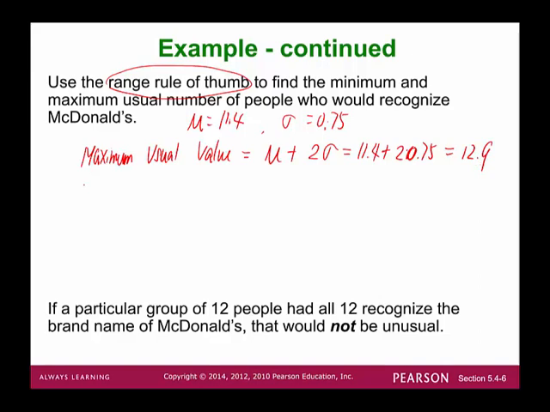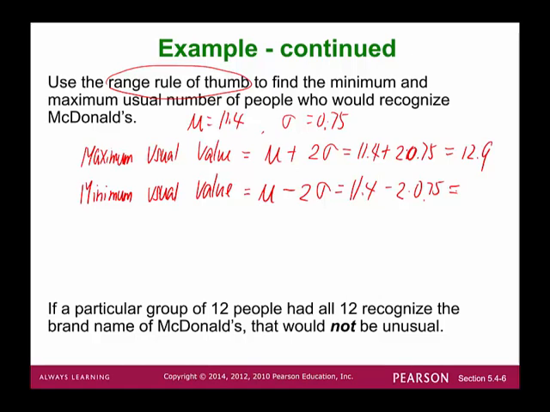Okay, the minimum usual value. It's equal to mu, the population mean, minus 2 standard deviations. 11.4 minus 2 times 0.75. It turned out to be 9.9.